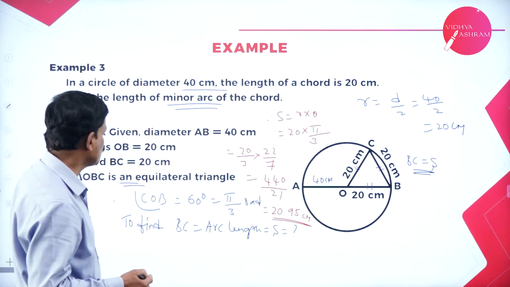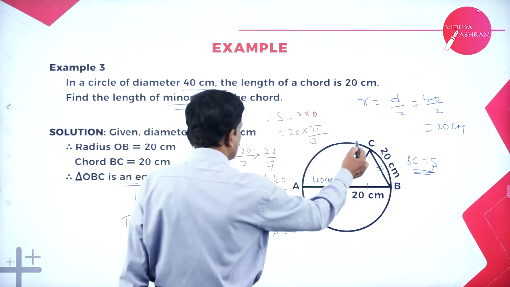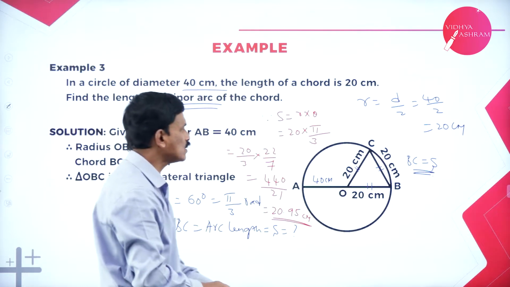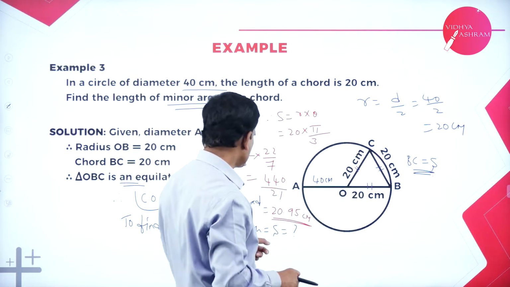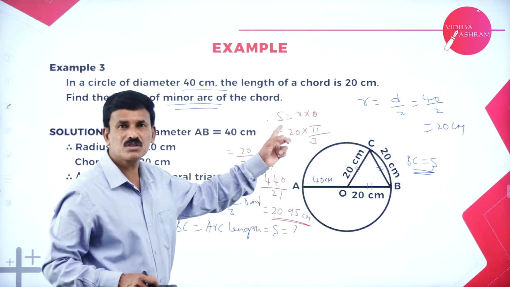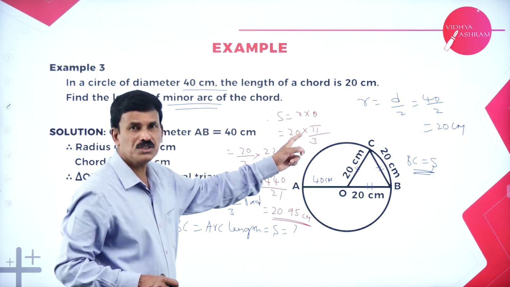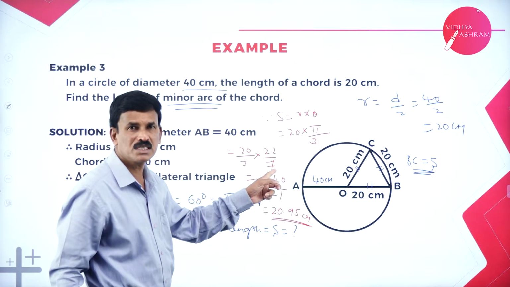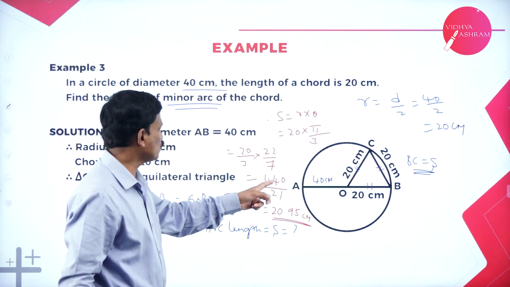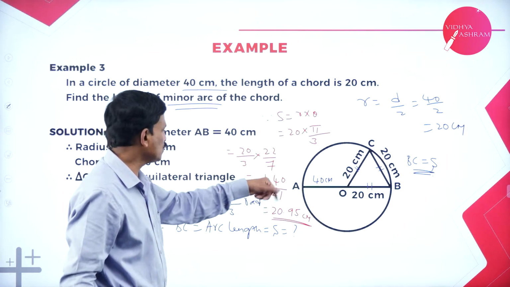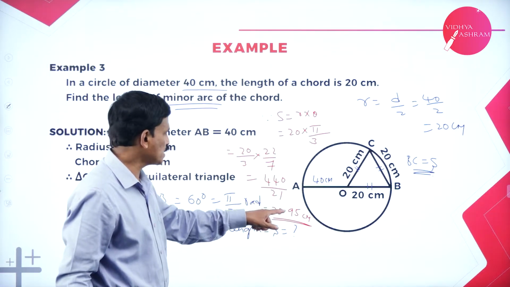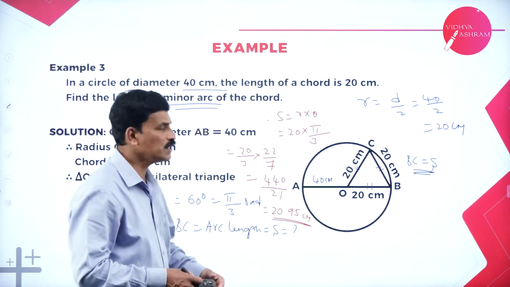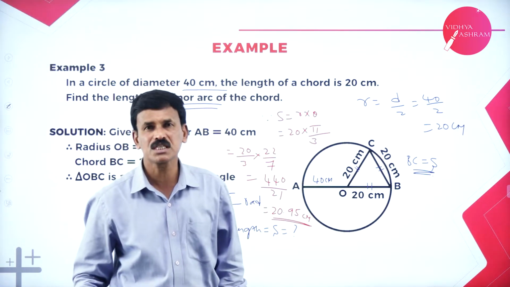Now, what is required is to find BC. BC is nothing but the length of an arc of the sector, that is the minor arc of the chord. BC is the minor arc of the chord, that is equal to S. What is the formula? S is equal to R into theta. R is 20, theta is pi by 3. 20 by 3 into pi, whose value is 22 divided by 7. So 20 into 22 is 440 divided by 7 3s are 21. 440 by 21 is 20.95 centimeters. Therefore, the length of the minor arc of the chord is 20.95 centimeters, which is the required answer.